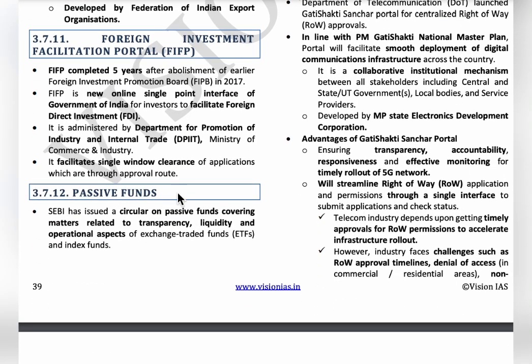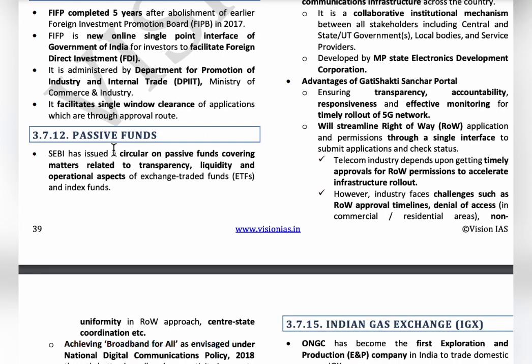Next topic is Foreign Investment Facilitation Portal. It is a single window clearance portal that connects the government of India and the investors and encourages foreign direct investment. So it is administered by the Department for Promotion of Industry and Internal Trade under the Ministry of Commerce and Industry.